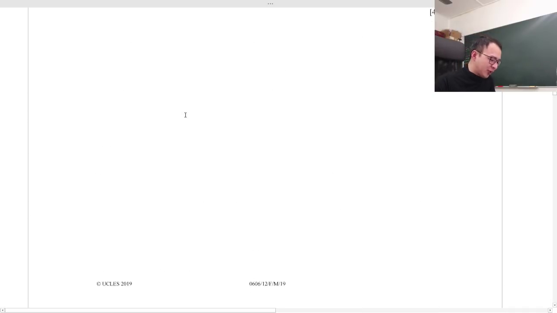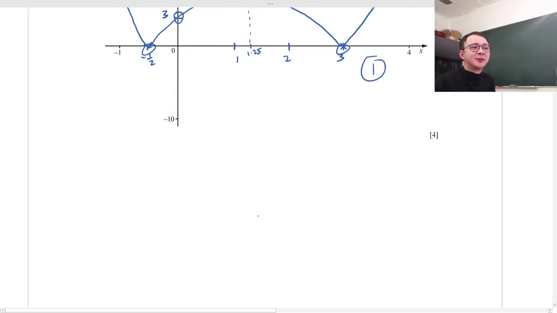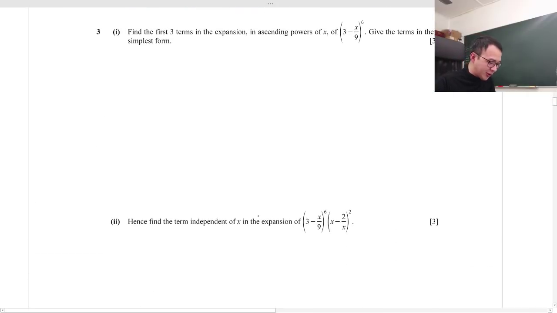Yeah, if you want to do the dotted line in the middle, you are fine. They will not deduct marks, because it's easier for you to see where your maximum is. Right, so let's move on to number 3 here.